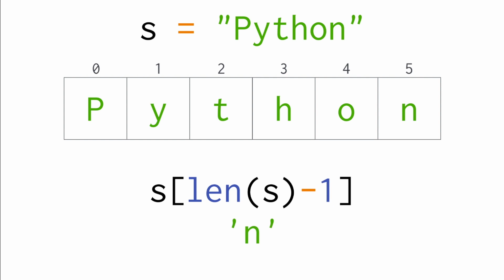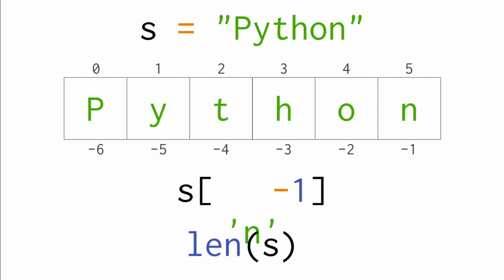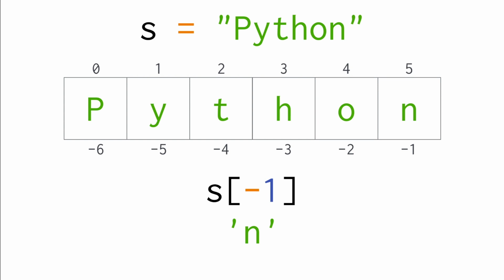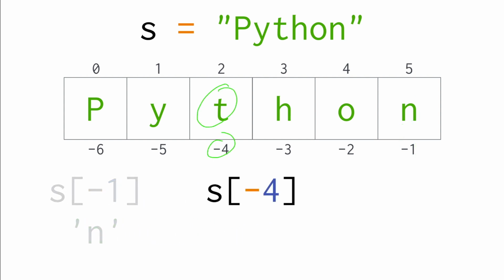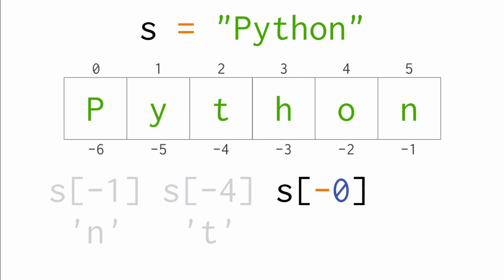Now, we often want to get the last item in a sequence, so Python also includes negative indices, starting from -1 as the last item and counting backwards to the beginning. This allows us to drop the len and get the last item by writing the expression s sub -1, and if we get s sub -1, then the value of this expression is n. If we ask for s sub -4, then the value of this expression is t. But if we ask for s sub -0, then because -0 is the same as +0, we get p.